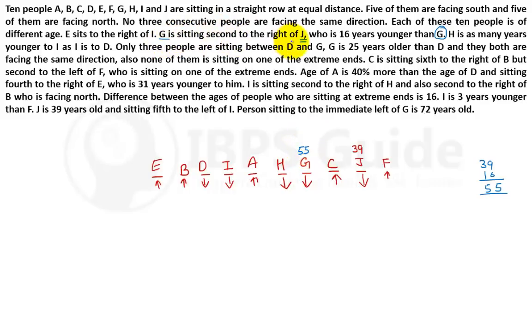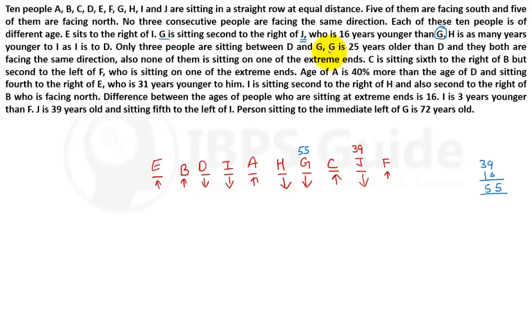G is sitting second to the right of J. This is the position. J is 16 years younger than G. If G is 55 years, then J is 39. The age difference between them is 16 years. This information is clear. Now we focus on anything related to J or G's age.